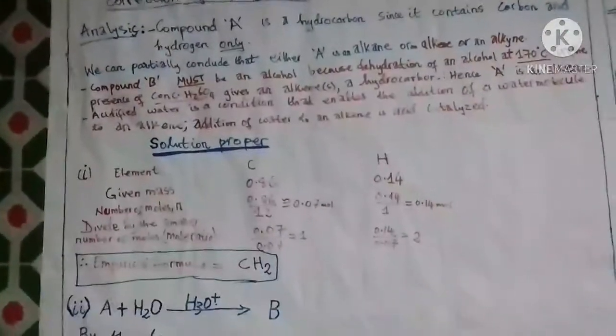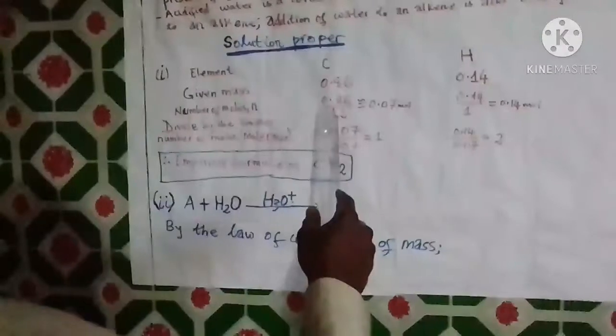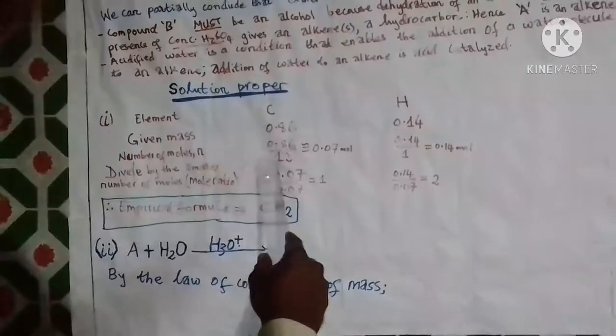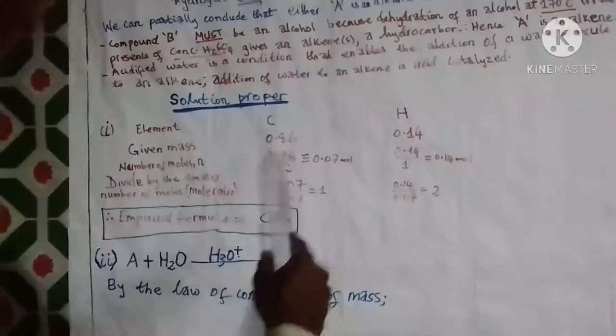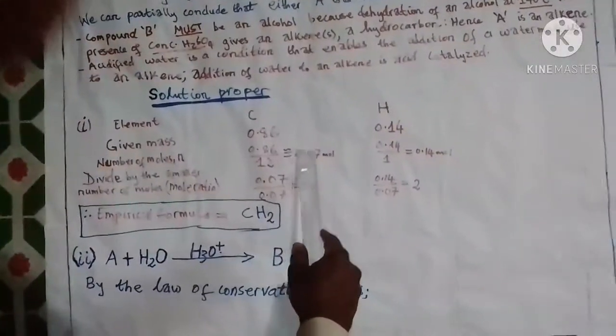Now, we are going to follow the same procedure that we followed in the last class to get the empirical formula. We have the elements carbon, hydrogen. This is the given mass: 0.86 for carbon, 0.14 for hydrogen. Now the number of moles, as usual, is given mass over relative atomic mass since we are dealing with elements. So for carbon, we have 0.86 divided by 12. We have the answer approximately equal to 0.07 mole.